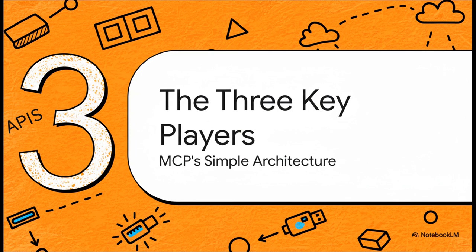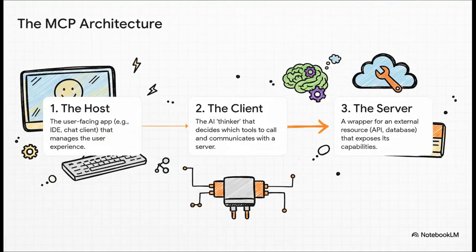The whole setup is surprisingly simple, really. It's built around three main players. Okay, so first, you've got the host. That's the app you're actually looking at, like your chat window or your code editor. Then inside that host, you have the client. That's the AI brain making all the decisions. And finally, the client talks to a server, which is basically a universal adapter that you can wrap around any tool, database, or API out there.